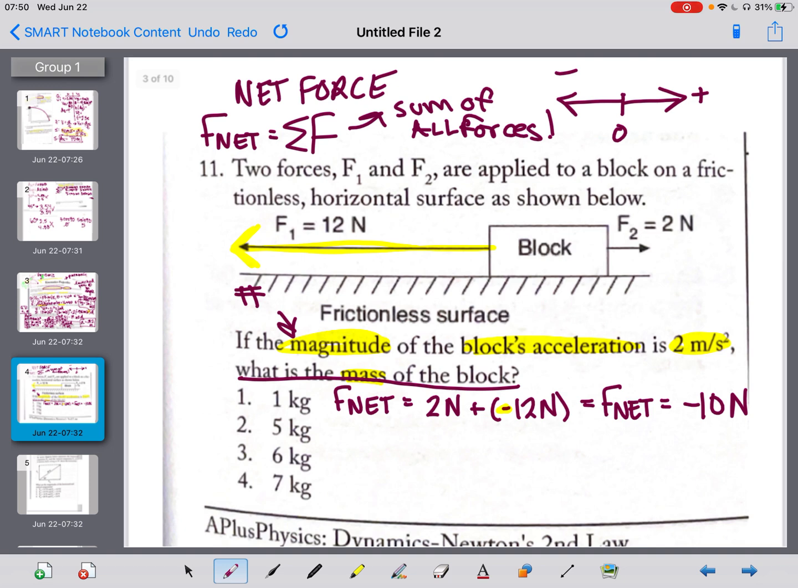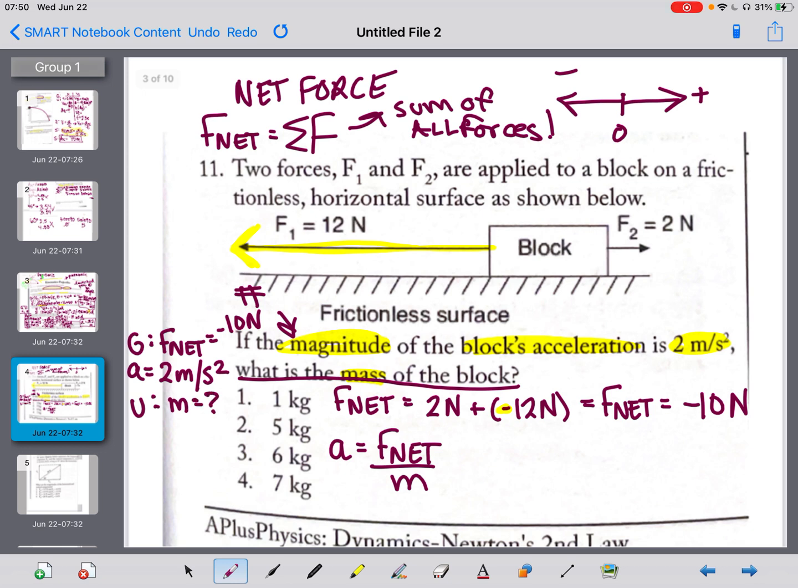Now we can go to our reference table, still on page 6 under mechanics, and we'd find the following formula: A equals F net over M. You're probably wondering, how did I even know how to get that? Well, if I list out my givens, I have an F net that's equal to negative 10 newtons. I have an acceleration that is 2 meters per second squared. My unknown here is the mass of the object. So this right here is my equation, it makes the most sense.